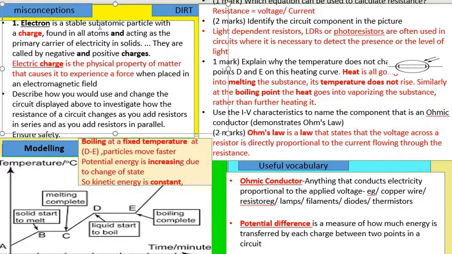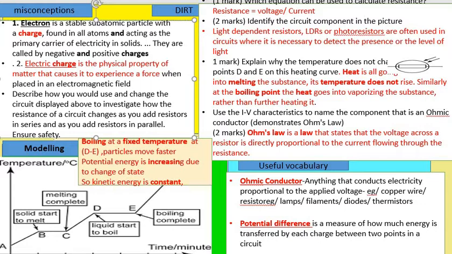An electron is a stable subatomic particle. You know that it has a negative charge and it's found in an atom, and it acts as a carrier of electricity. And electrical charge is the physical property of matter that causes it to experience force. So could you write number 1 and 2 in your book? Pause the video and then continue when ready.